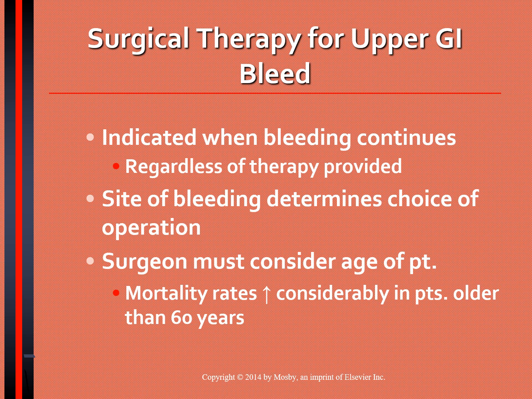So surgical therapy for these upper GI bleeds, it's really indicated when bleeding continues regardless of the therapy provided. Site of bleeding determines choice of operation. So that really tells us, are we doing upper or lower scope? Surgeon may consider the age of the patient. Mortality rate really increases considerably in patients older than 60 years old. And a high percentage of patients will actually have another massive hemorrhage within 5 years after the first bleeding episode. So there is this recurrent thing that can occur.